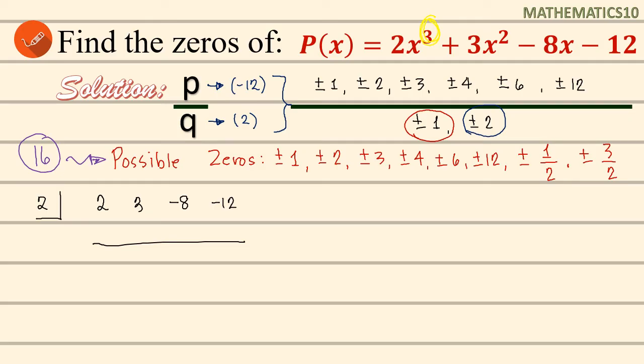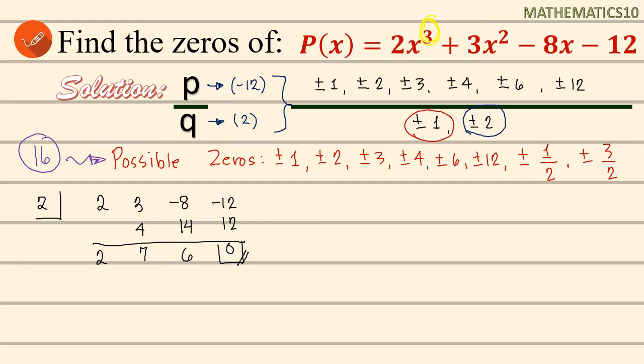Okay, and then continue the process of synthetic division by first bringing down the leading coefficient, which is 2. Then 2 times 2 we have 4. 3 plus 4 we have 7. 7 times 2 we have 14. Negative 8 plus 14, we will have positive 6. 6 times 2, we will have 12. Oh, we got this remainder, which is 0. So therefore, we can say that positive 2 is one of the zeros that we are looking for.